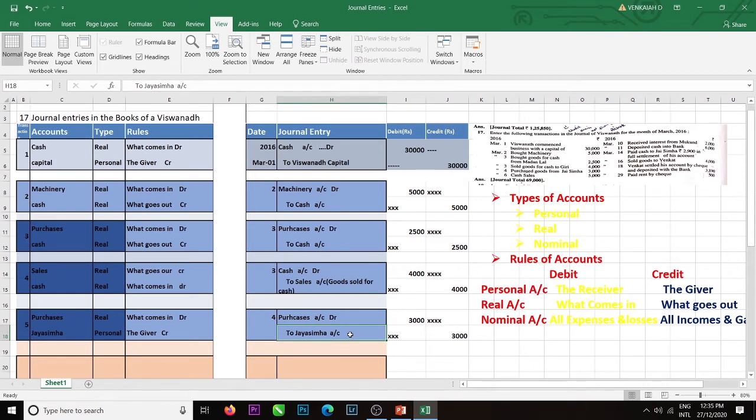Next, cash sales. There is no difference between the entry for bought goods for cash from Madan Lal and cash sales, because in both transactions cash is involved. Same entry: cash account debit to sales account. Same rule.